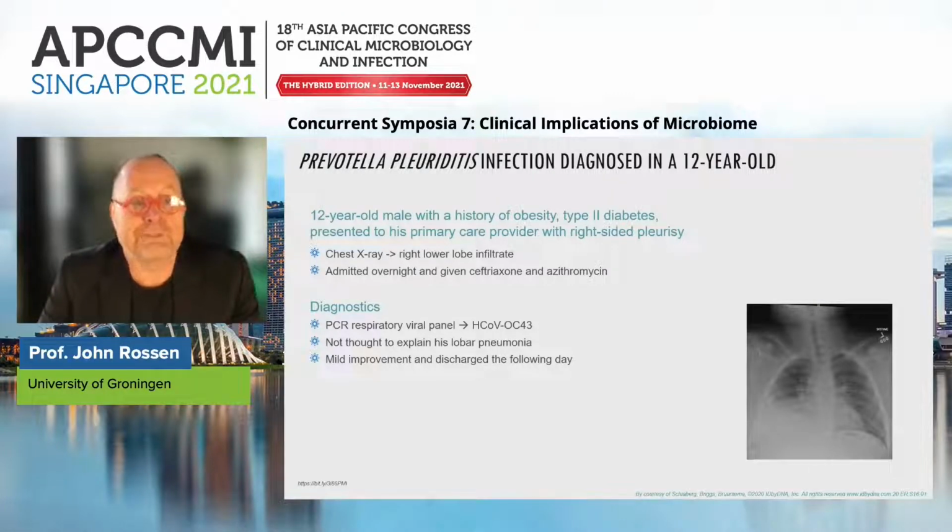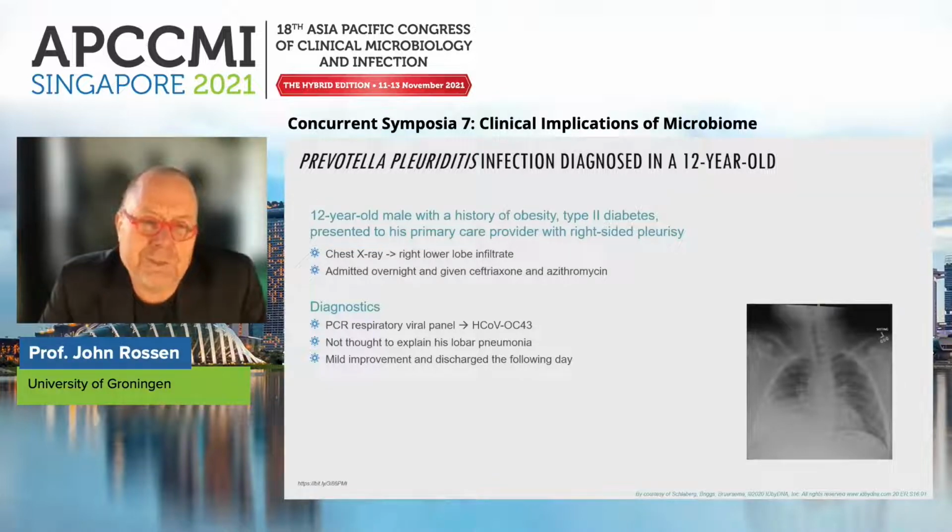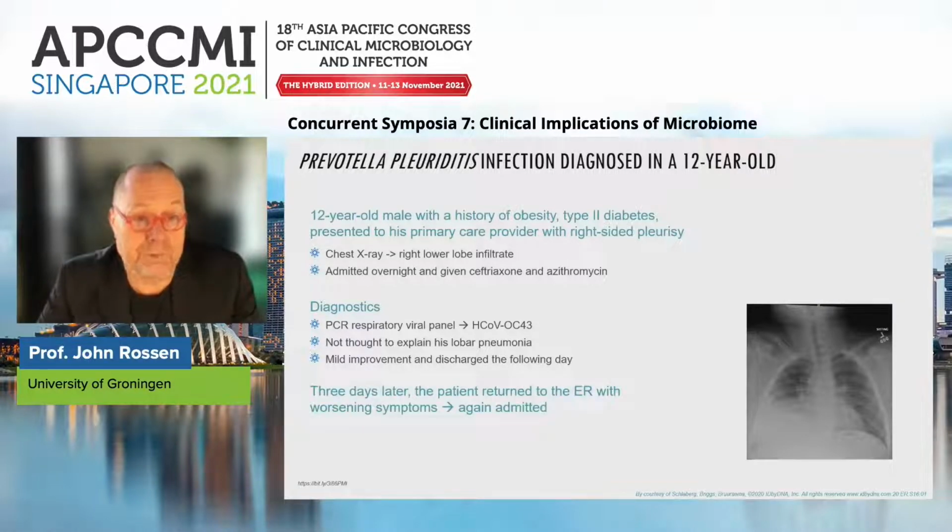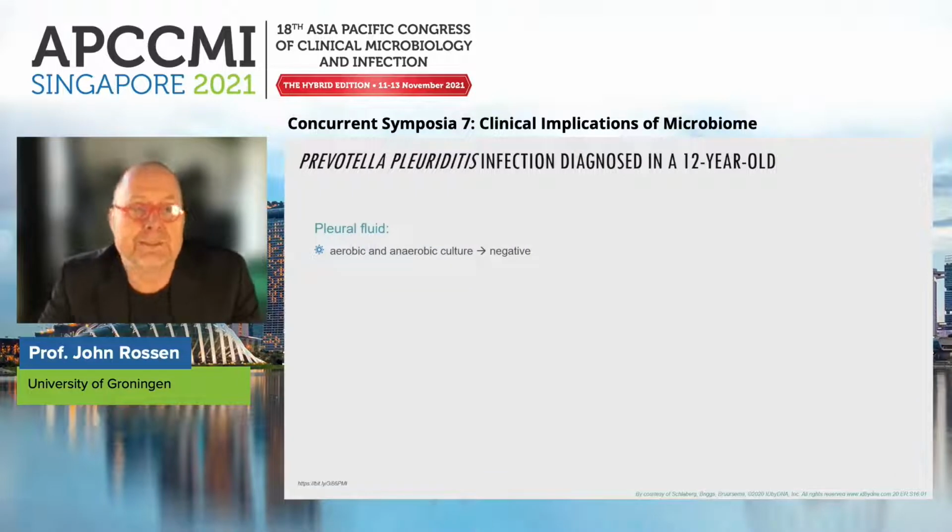Diagnostics was performed. A respiratory PCR using a viral panel indicated the presence of human coronavirus OC43. However, this was not really thought to explain his lobular pneumonia. But since the boy mildly improved, he was discharged the following day. Unfortunately, 3 days later, the patient returned to the emergency room with worsening symptoms, and he was again admitted.